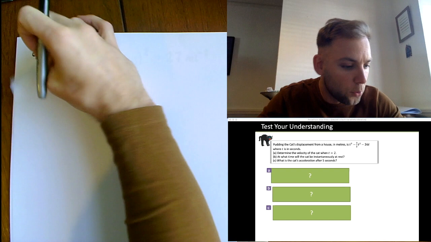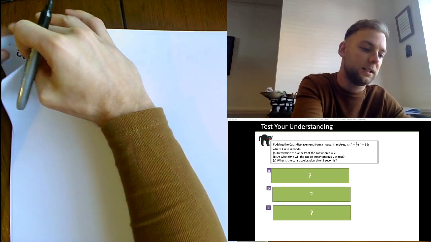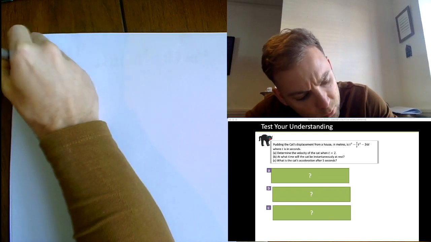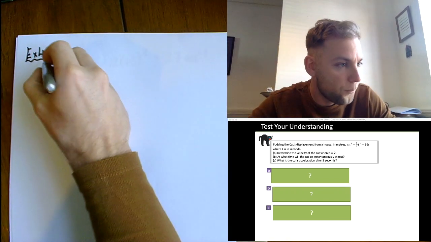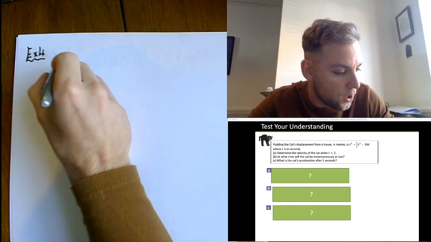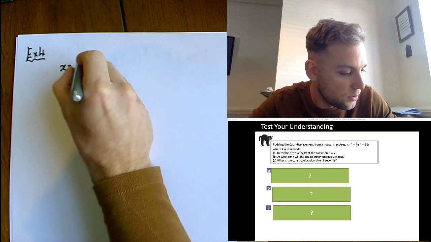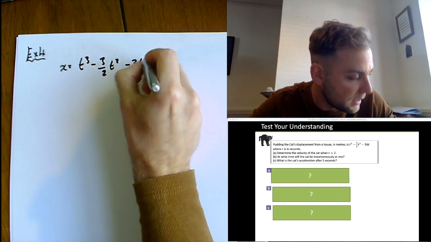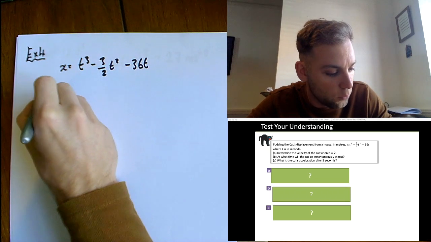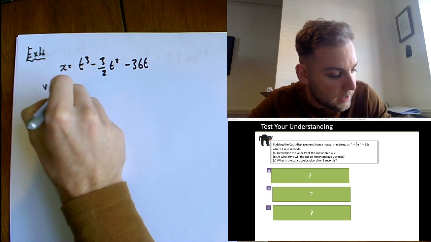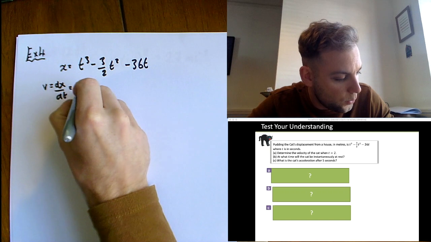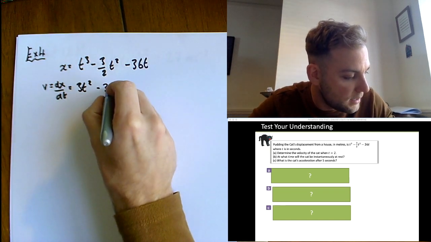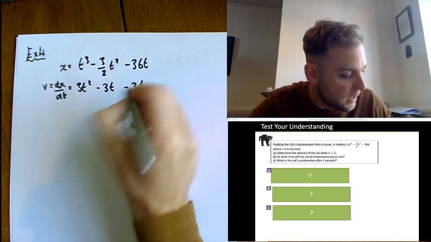We're on example 4, I think. I'll just do this one really quickly. You should have had a go at this one yourself. We start off with the displacement equal to t cubed minus 3 over 2 t squared minus 36t. First I'll work out the velocity, which is dx by dt, equal to 3t squared minus, times by 2, 3t minus 36.